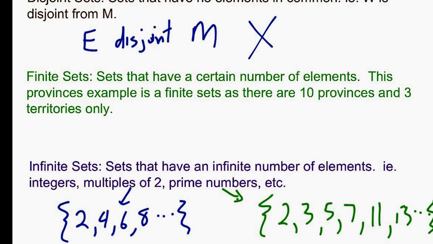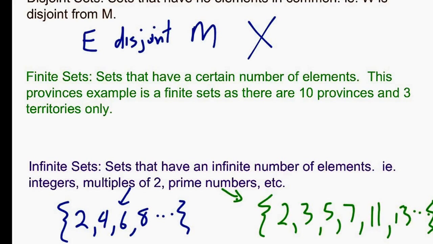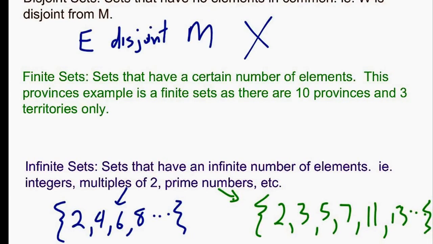Okay, so that gives you the key definitions. We're going to be using these words, especially disjoint and subset, a lot. If you ever forget what they are, you can always go back to here to look, or there are definitions in the book and examples as well.